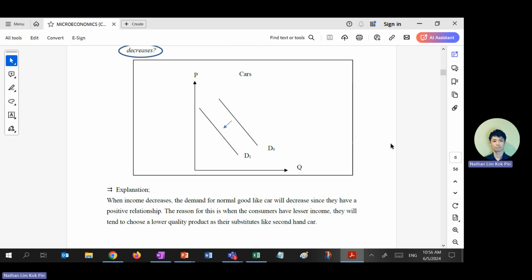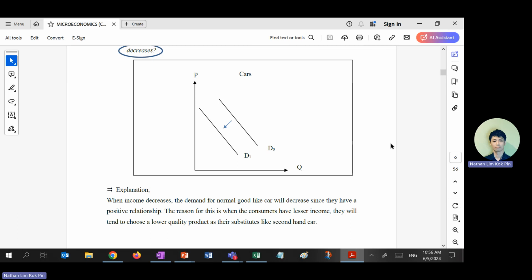So for you, maybe cars is normal good. For me, maybe cars is inferior good. So write properly. Tell me, what type of good are you referring this to? I don't know your thinking, right? If you never write this, I will just mark according to average what they think. Maybe your thinking is right, but you never write it properly, so wrong, right?